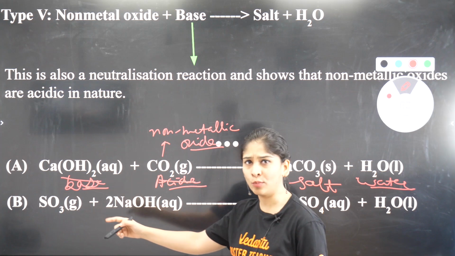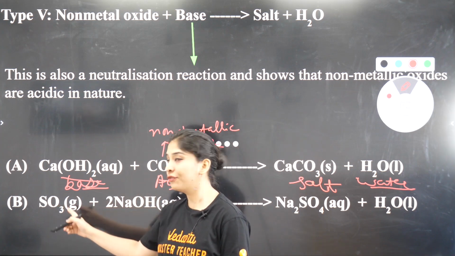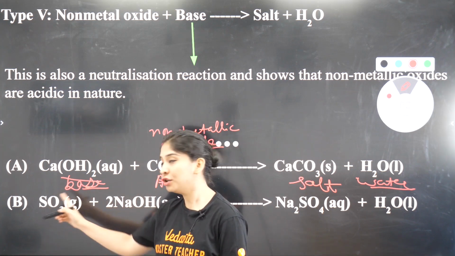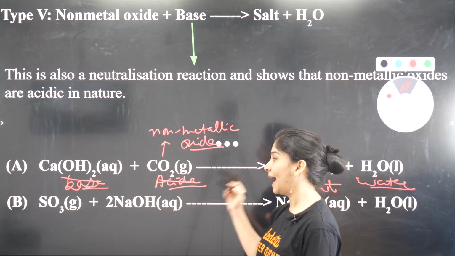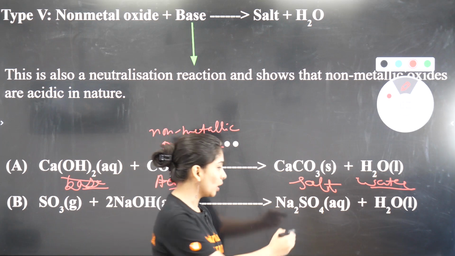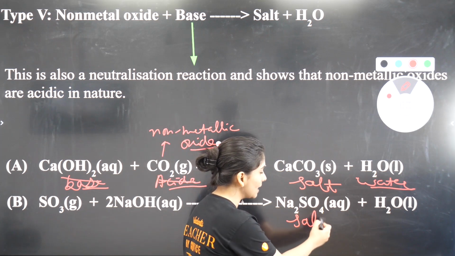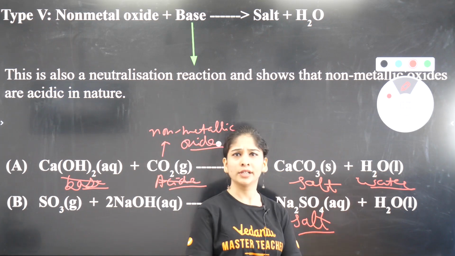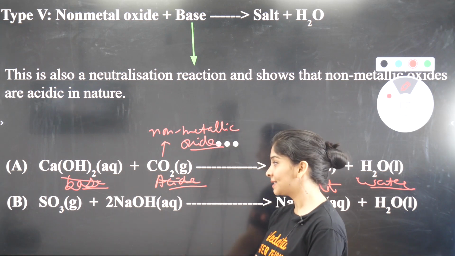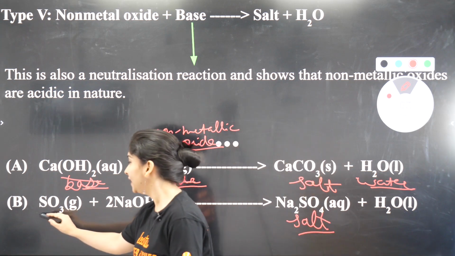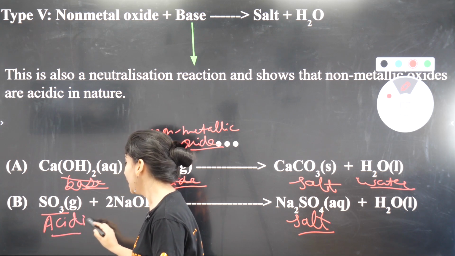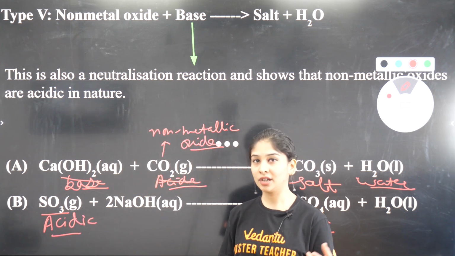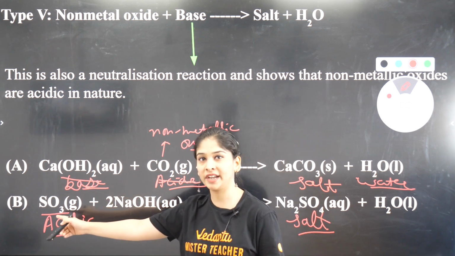Same, I can take some more examples. So this is sulfur trioxide gas, that means an oxide of a non-metal. When I react it with a base, that is also going to give you salt and water. Sodium sulfate as the salt, and water is also going to form. Yes, what does that mean? The nature of sulfur trioxide gas is nothing but acidic in nature. That is also responsible for acid rain, no?